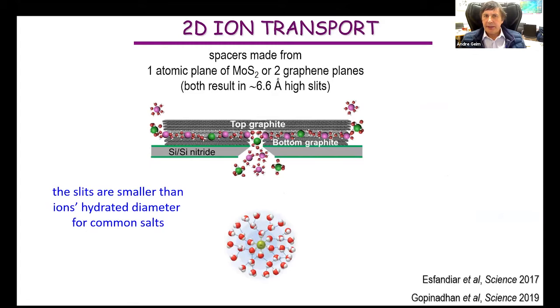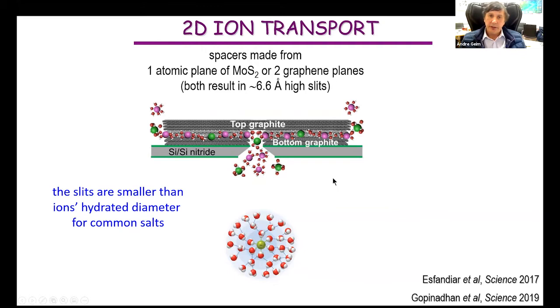The next step we have done, we studied how ions go through, logically a rather obvious step. Why is it interesting? Because we can make channels only one atom high. In our first paper, it was two atoms high. We use either one atomic layer of molybdenum disulfide or bilayer graphene to make spacers. This size, 6.6 angstrom in both cases, is comparable to the size of ions and comparable to the size of aquaporins, which are responsible for life. So it's an interesting problem to study how those slits would hinder the movement of ions because of lateral confinement.